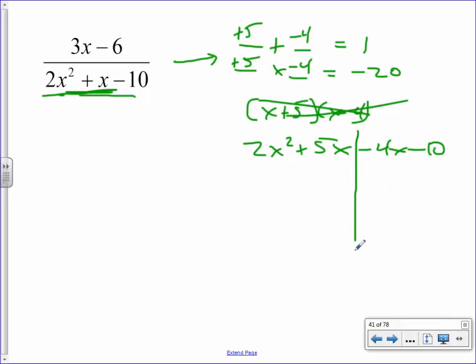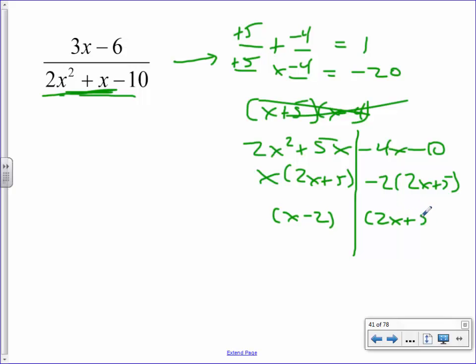Can you simplify this first, before we throw it back underneath the fraction? Not really, no, unfortunately. We do need to break it back into the 2 different portions. So you should be able to take out an x and a 2x plus 5 and a minus 2 and a 2x plus 5. Long story short, you should get an x minus 2 as one of them and a 2x plus 5 is the other one.